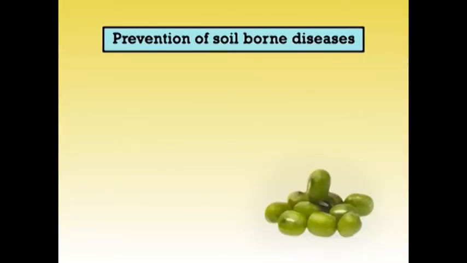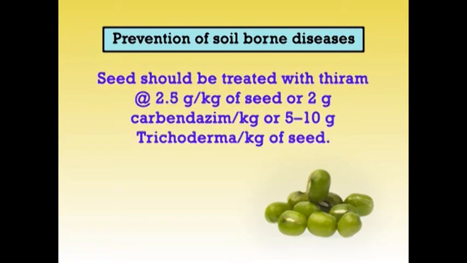For prevention of soil-borne diseases, seeds should be treated with thiram at the rate of 2.5 gram per kg of seed, or 2 gram carbendazim per kg, or 5 to 10 gram trichoderma per kg of seed.